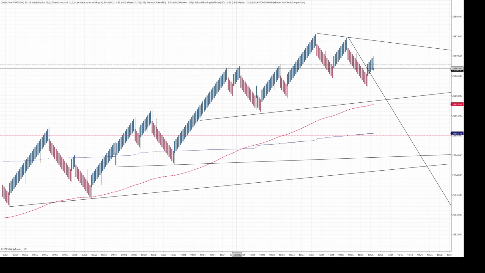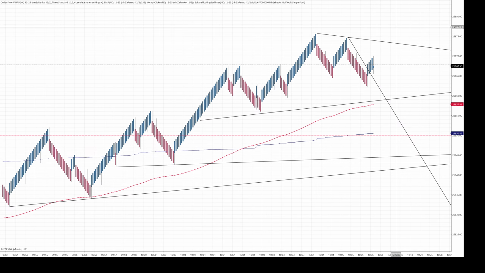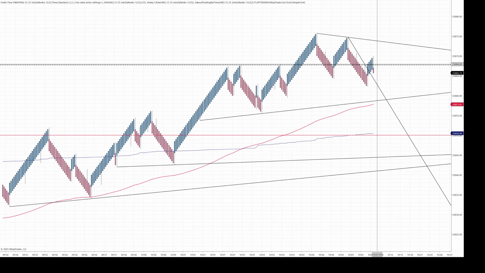What I'm seeing right now is where the all-time high was here at 67. Buyers are trying to defend it and have it act as support to go back up. Sellers are trying to get back through it so we can go back down through the range.